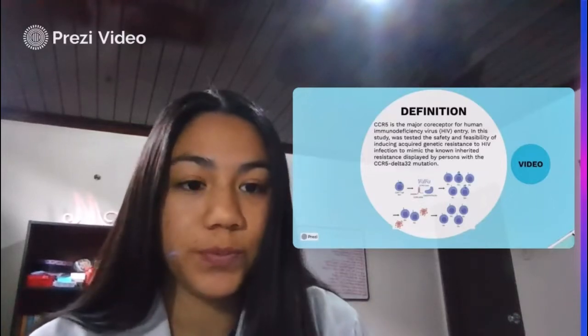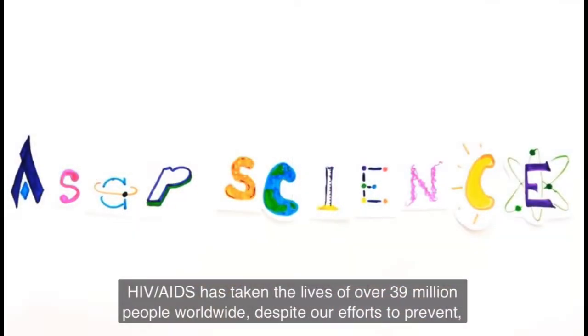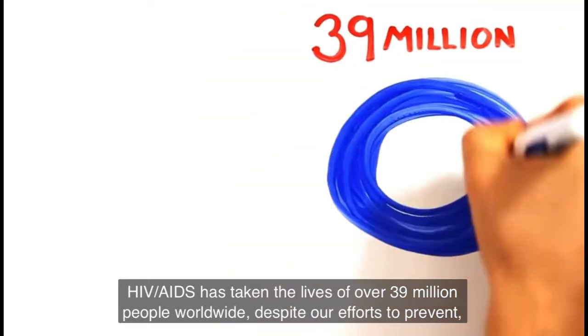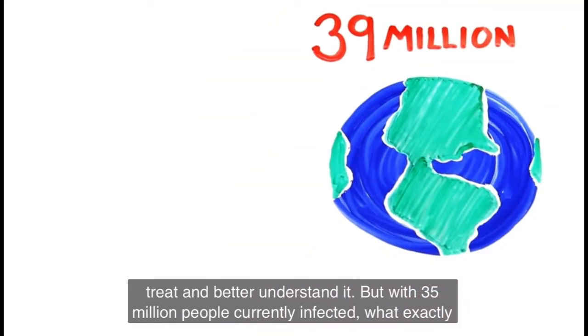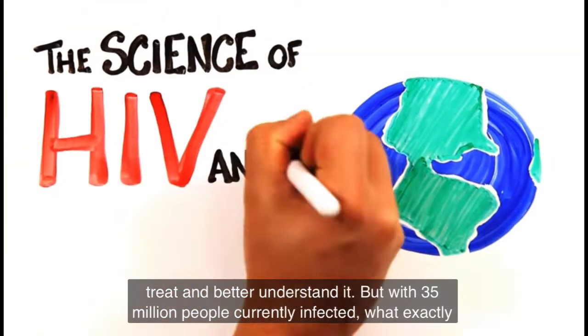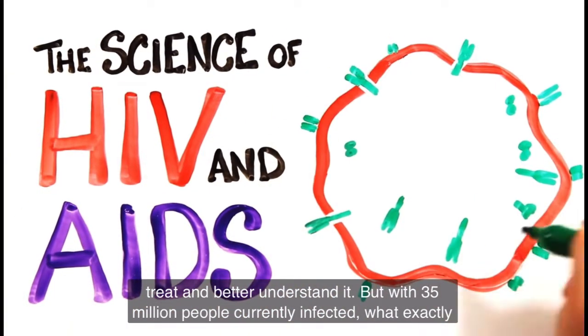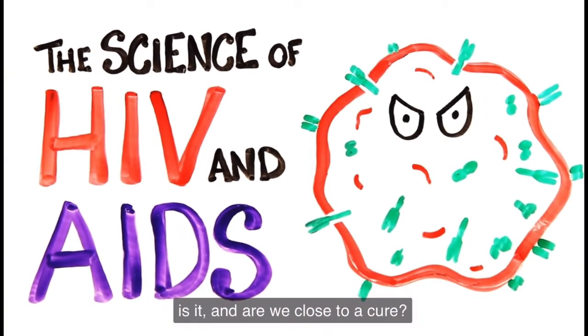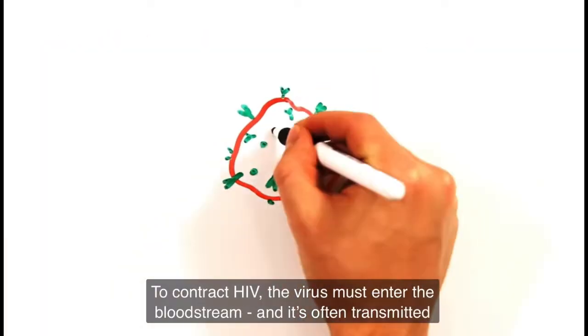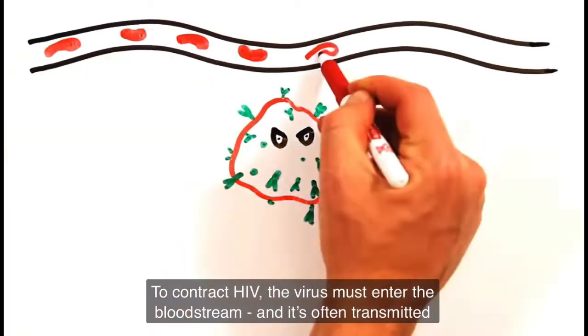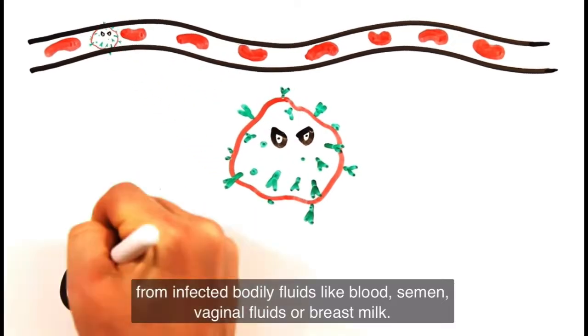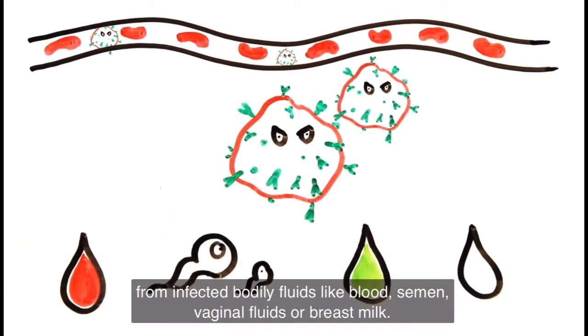Let's see this video. Has taken the lives of over 39 million people worldwide, despite our efforts to prevent, treat, and better understand it. But with 35 million people currently infected, what exactly is it, and are we close to a cure? To contract HIV, the virus must enter the bloodstream, and it's often transmitted from infected bodily fluids like blood, semen, vaginal fluids, or breast milk.